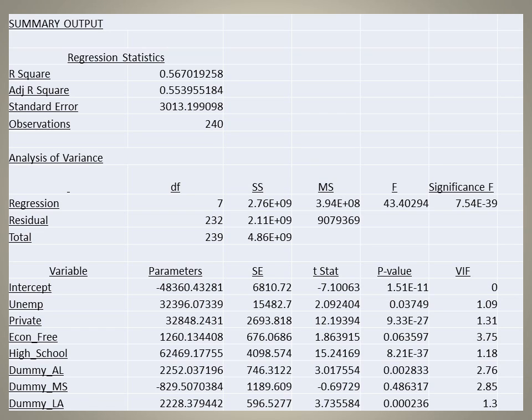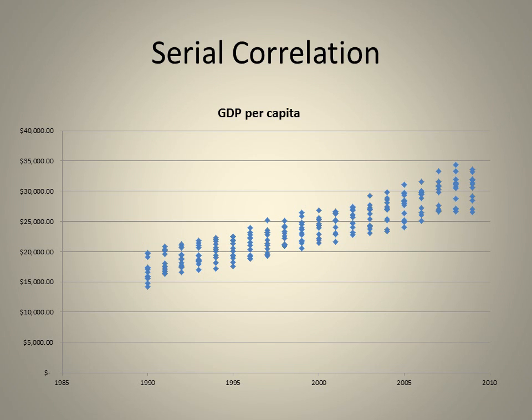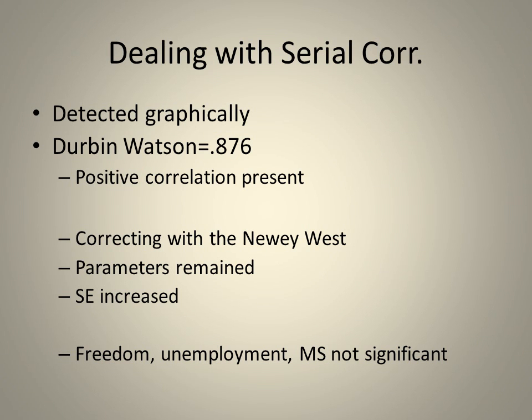As I ran this regression, you can see that I have good p-scores. My adjusted R-squared is 0.55, meaning the model explains about 55% of the variation in my dependent variable. Mississippi was not statistically significant at this point, but I will change that later. Then I looked at the graph, as my dependent variable showed signs of serial correlation. I also checked it using the Durbin-Watson test.